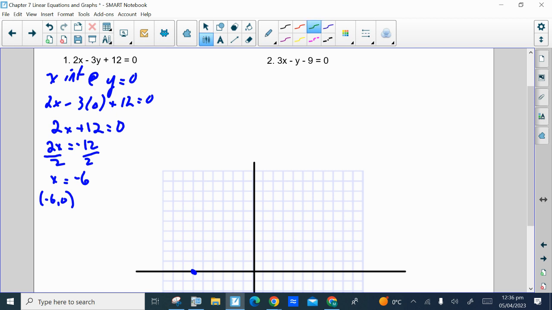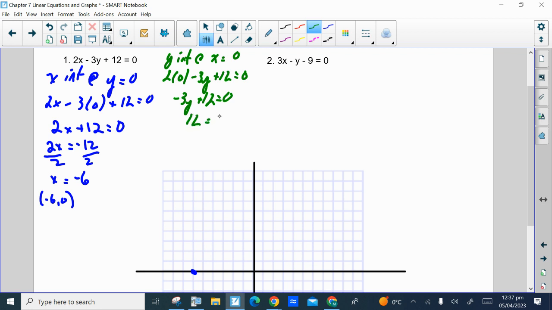All right, so that is the x-intercept. The y-intercept is where the other variable x equals 0. So you let x equal 0 in the equation, and again that term will just disappear. 2 times 0 is 0. 0 take away 3y stays negative 3y. And then you solve for y.